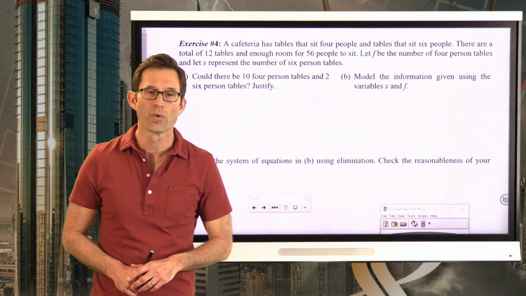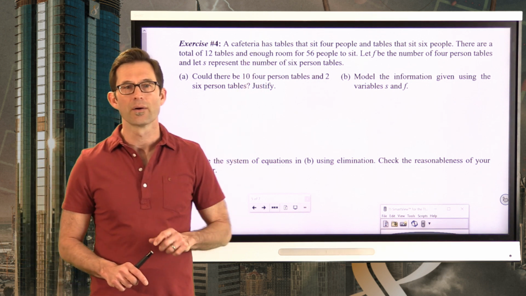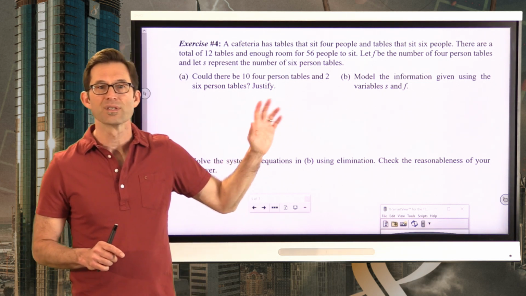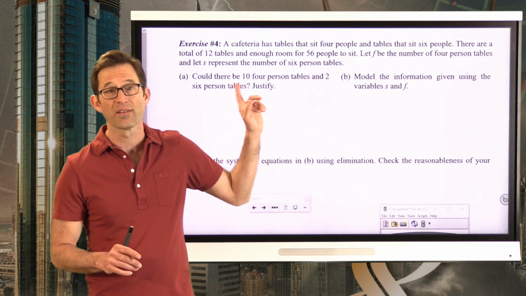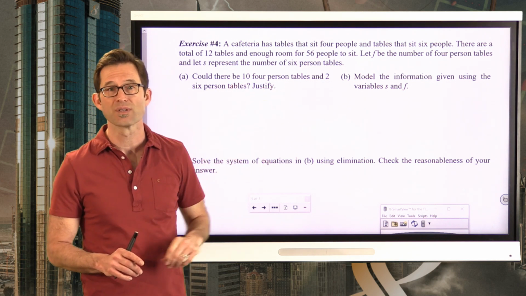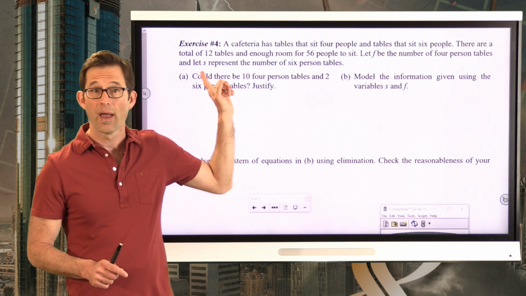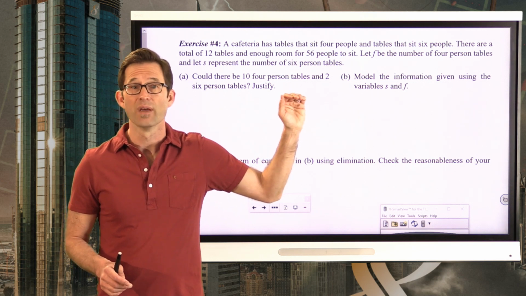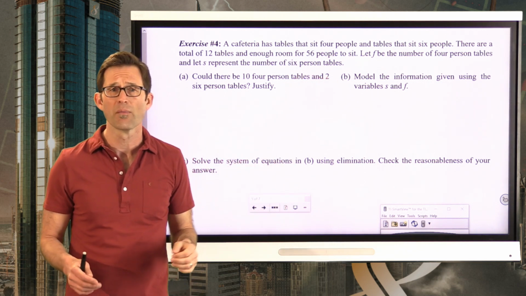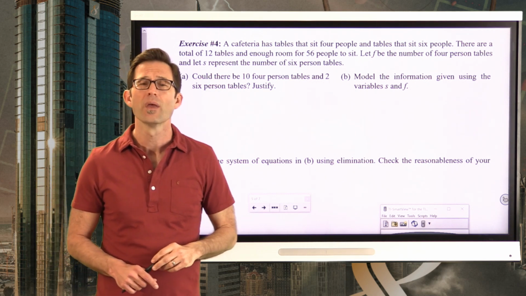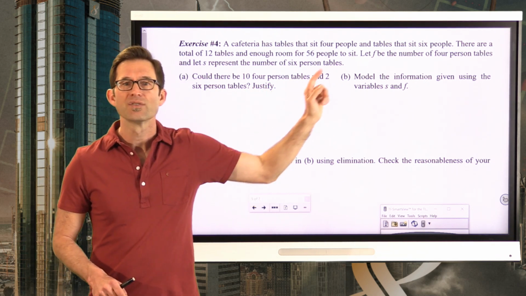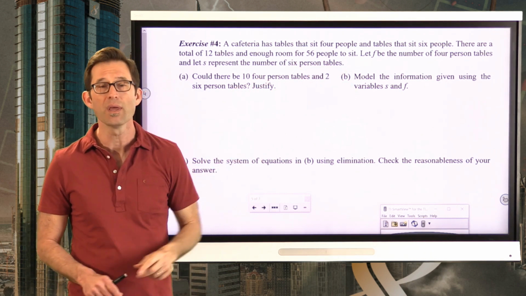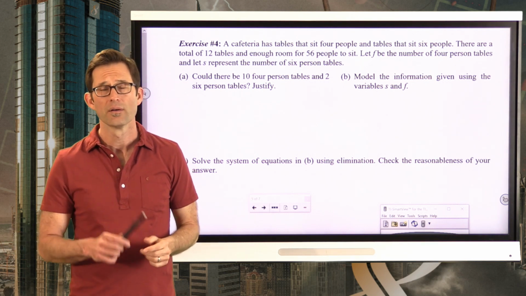Well, let's talk about that a little bit, right? So here we've got a more complicated scenario than just our perimeter, let's say. Now, the question is, could there be 10 4-person tables and 2 6-person tables? Well, one thing right away is if I've got 10 of the 4-person tables and 2 of the 6-person tables, I have a total of 12 tables. And that's a good thing, because that's what they told me. I mean, had they said I had 5 of these and 4 of these, that couldn't be right, because that would be only 9 tables, and they told me they had 12. The question is, is this enough so that we sit 56 people? Pause the video and see if this could be the sort of solution to this system. See what you get.